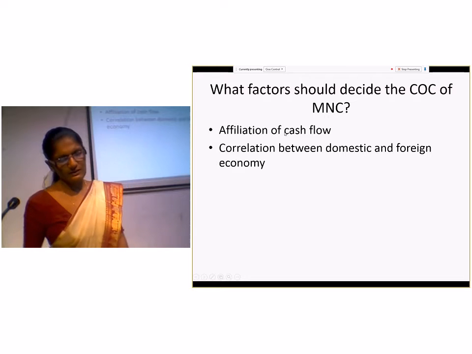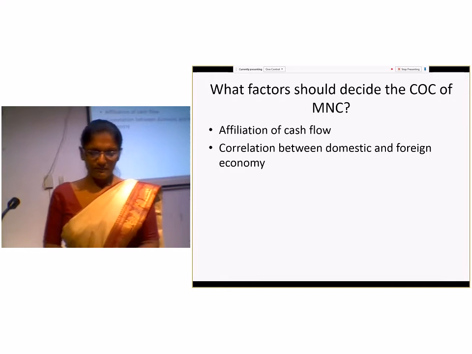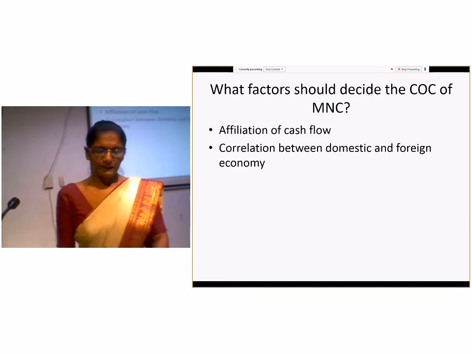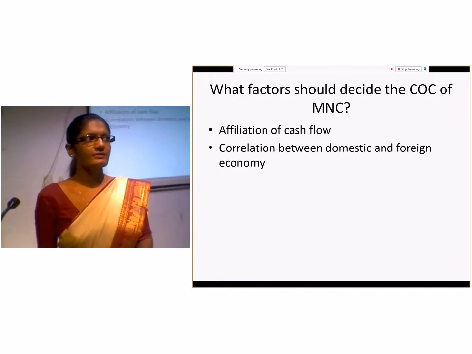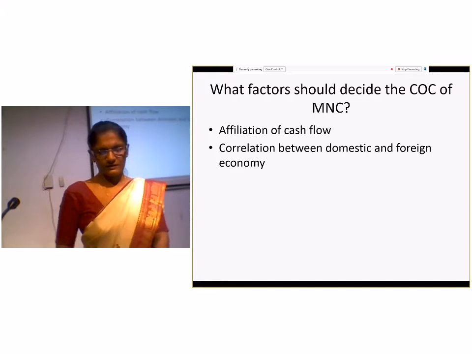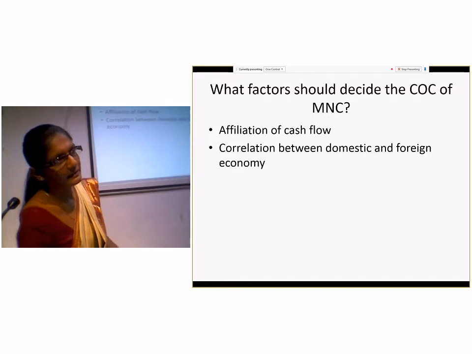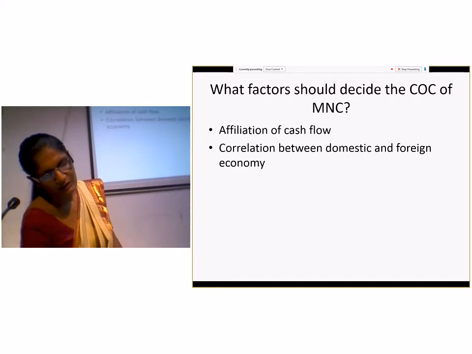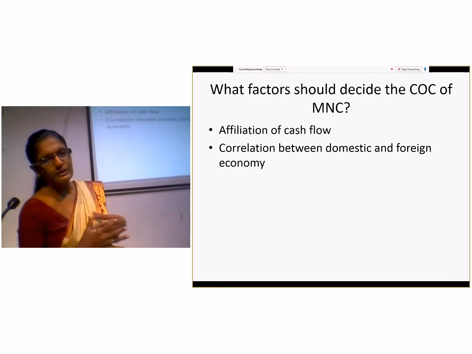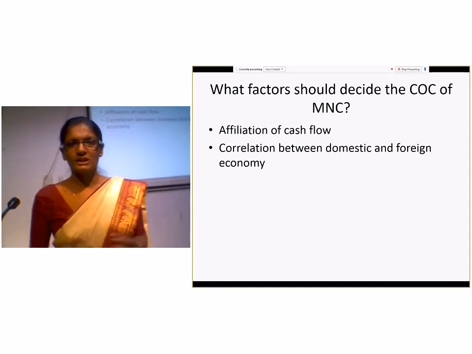If you consider the domestic firm's cost of capital and the multinational firm's cost of capital, how would the multinational firm's cost of capital be different from the domestic firm's cost of capital? How can we see the difference between these two?